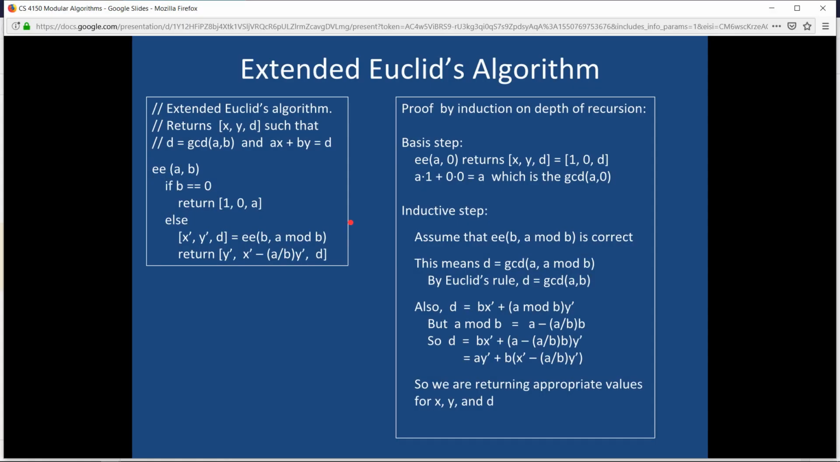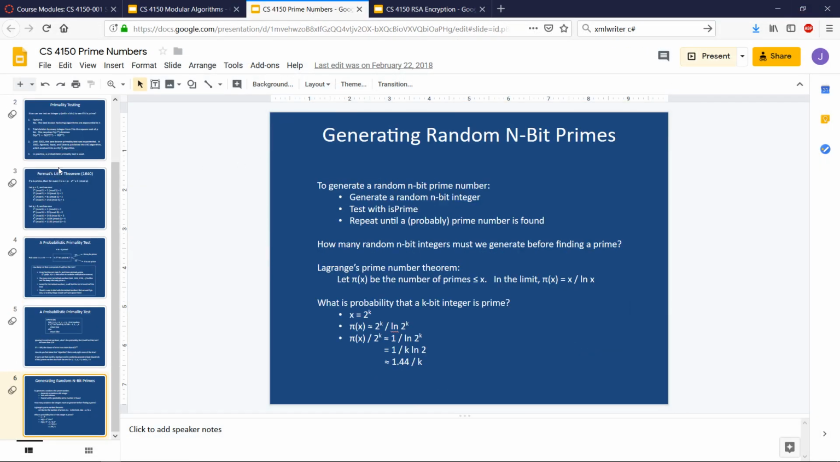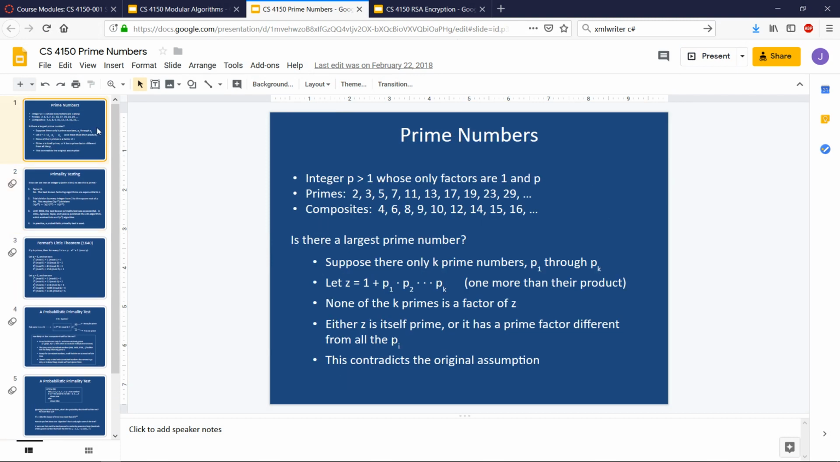All right. So let's see. We've looked at modular exponentiation. We've looked at Euclid's algorithm. We've looked at extended Euclid's algorithm. All of those are part of public key encryption. One last piece we need are prime numbers.